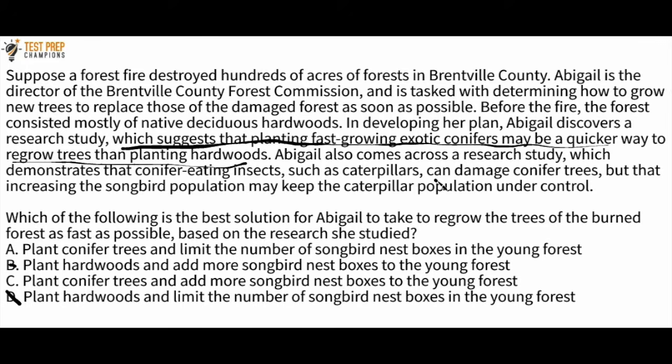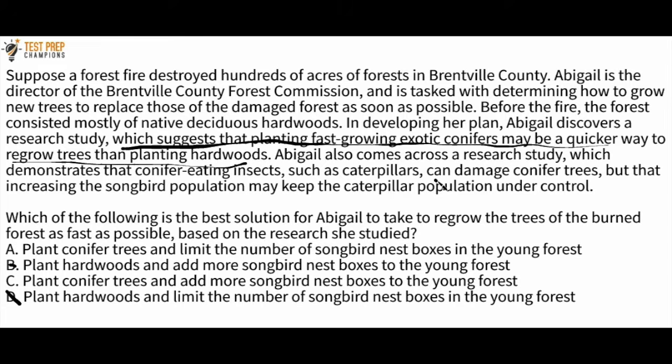Well, what does that mean? Well, it means that if there's more songbirds, the songbirds are probably going to eat more caterpillars. If they eat more caterpillars, there's less caterpillars out there to damage those conifer trees. I know, right? Poor caterpillars.